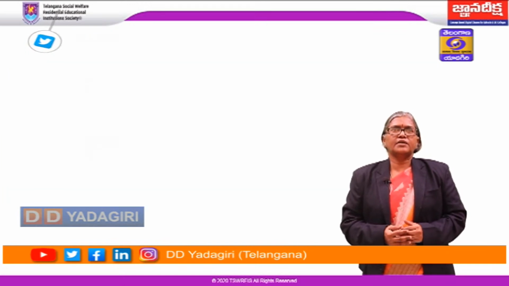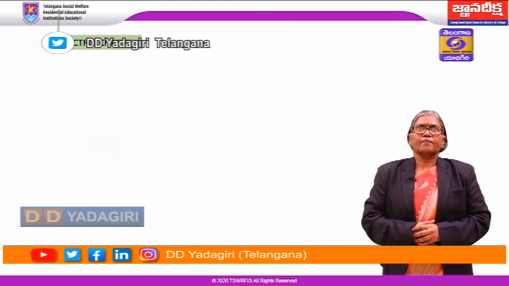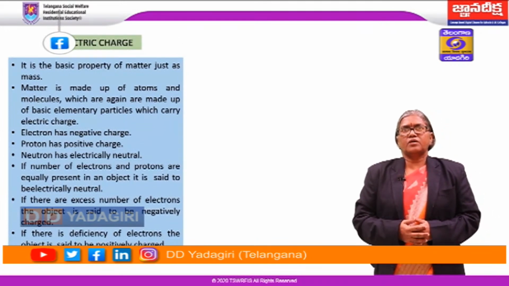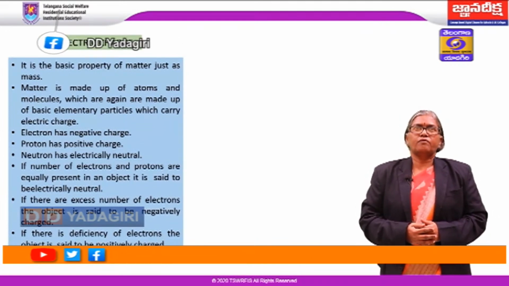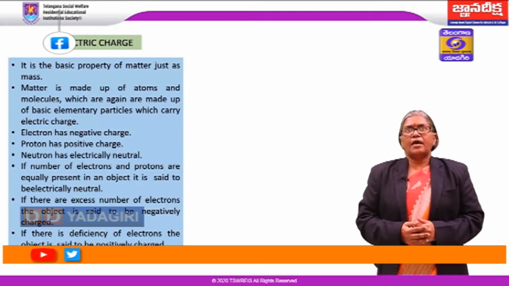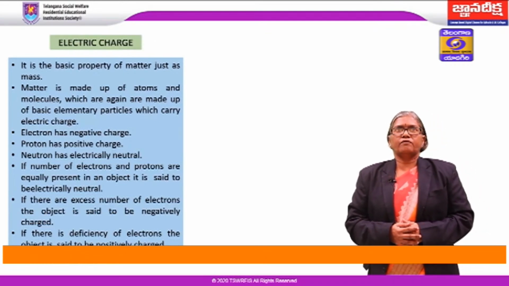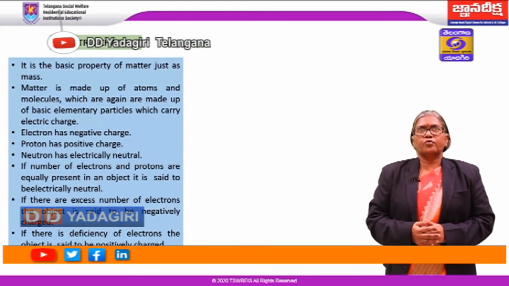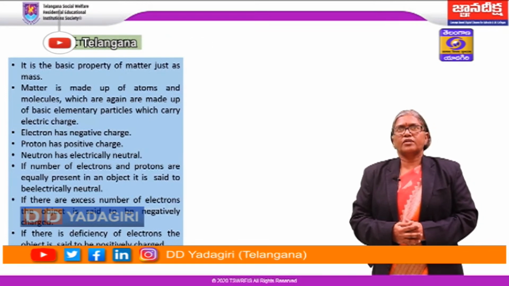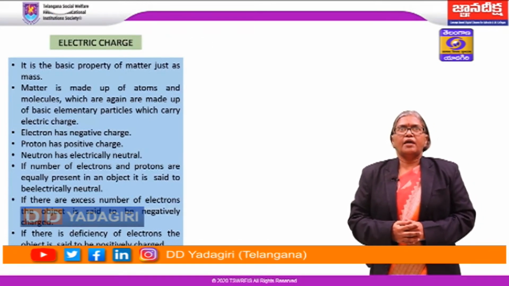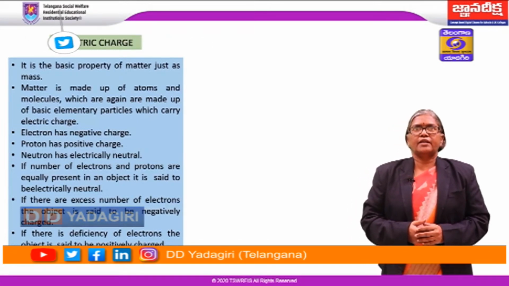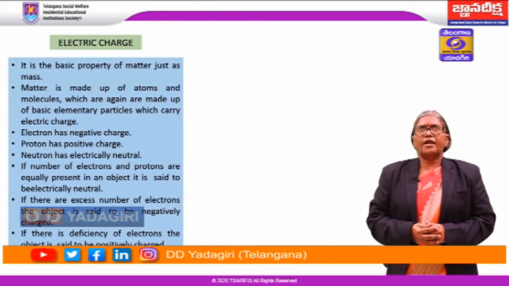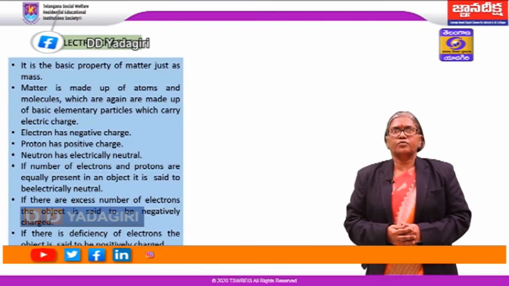Now students, we learn about what is charge. Electric charge is the basic property of matter, just as mass. Matter is made up of atoms and molecules. Atoms are made up of basic elementary particles such as electrons and protons. These elementary particles carry electric charge. And we all know, students, that the electron carries negative charge and the proton carries positive charge. And the neutron is electrically neutral.